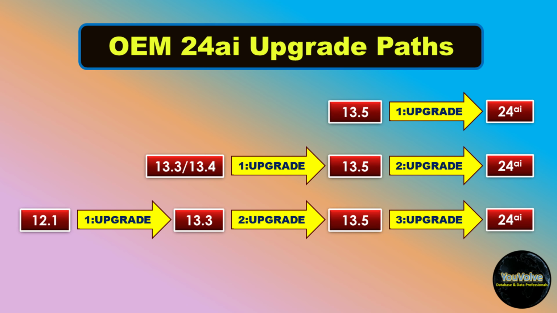Now let's see the upgrade paths to the new OEM 24ai from an older version. If you have an OEM 13.5 system, then you can directly upgrade to 24.1. But if you have an older system like 13.3 or 13.4, then first you have to upgrade that to 13.5 and then upgrade to 24.1. And if you have an even older system like 12.1, then you have to upgrade it to an intermediate 13.3 first, then upgrade that 13.3 system to 13.5, and then upgrade to 24.1.